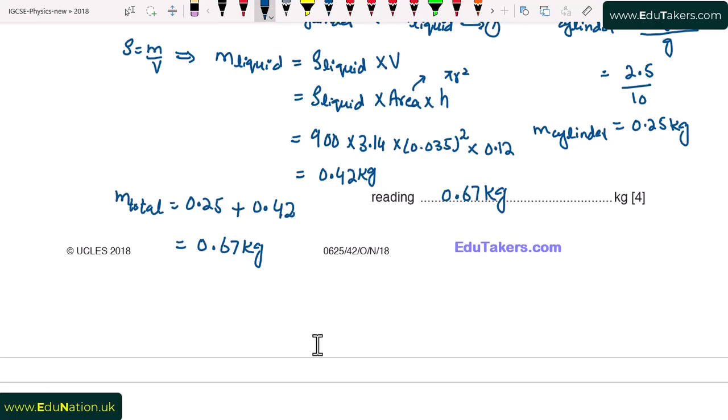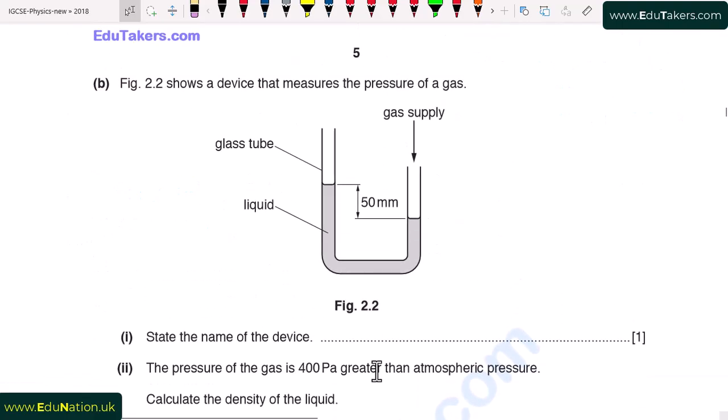Going towards the next part of this question. Part B. Figure 2.2 shows a device that measures the pressure of a gas. So here is figure 2.2, and this is used to measure the pressure of a gas. Part 1. State the name of this device. So it is a manometer that is used to measure the pressure of a gas. I write here: it is a manometer.